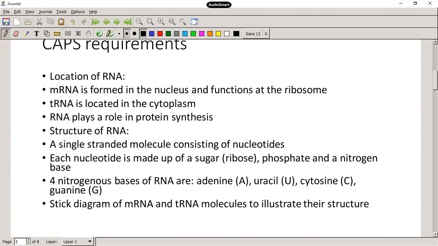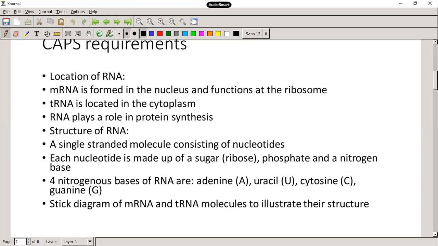So what does CAPS need me to know about RNA? They need me to know where RNA is. There are 3 types of RNA that we're going to discuss: mRNA, tRNA, and rRNA, but we don't do rRNA in detail. mRNA and tRNA we're going to use a lot. mRNA is formed in the nucleus and then it's transferred to the ribosome. So it's present inside the nucleus in the nucleoplasm, but also outside the nucleus in the cytoplasm and onto the ribosome.